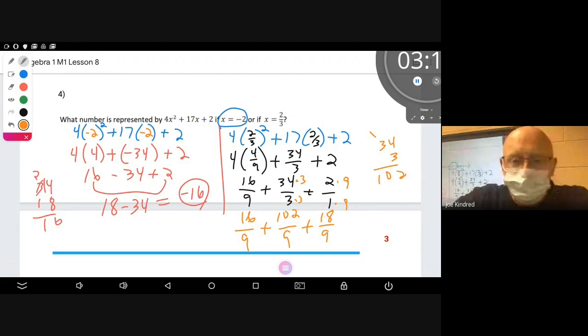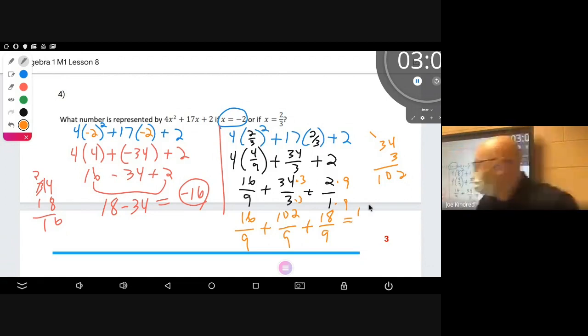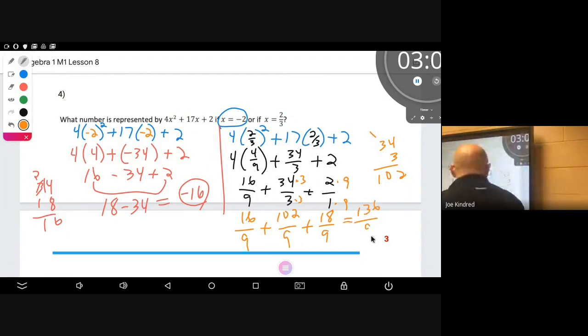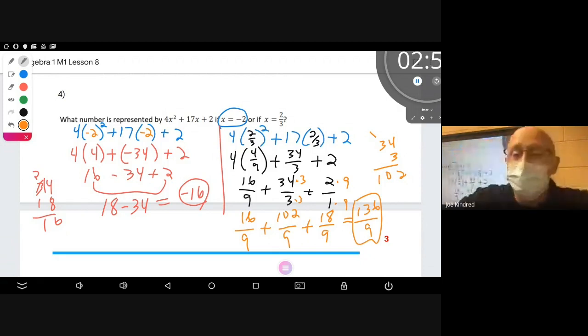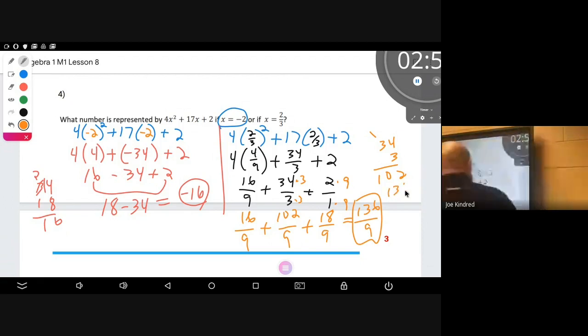16 plus 18 is 34. 34 plus 102 is 136. And then we would look to reduce that. We would look to reduce that if we could. And I believe they can be divided out by 3.